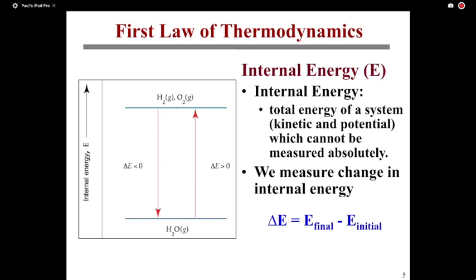The delta, the little triangle. Okay? So the change in energy is equal to the energy of the system final minus the energy of the system initial. Final minus initial.